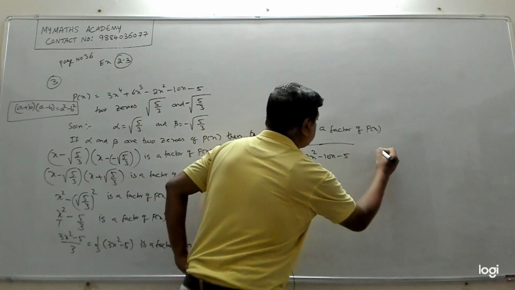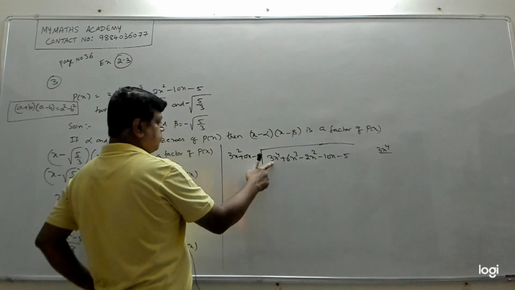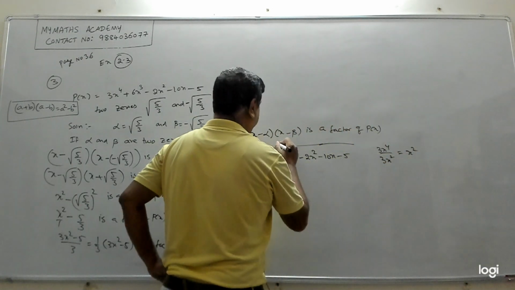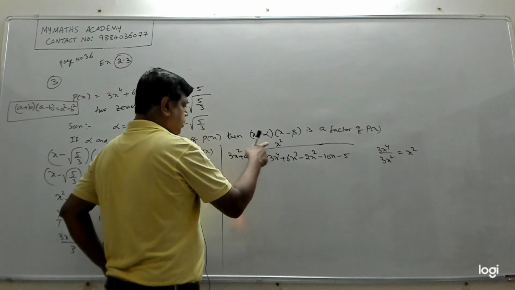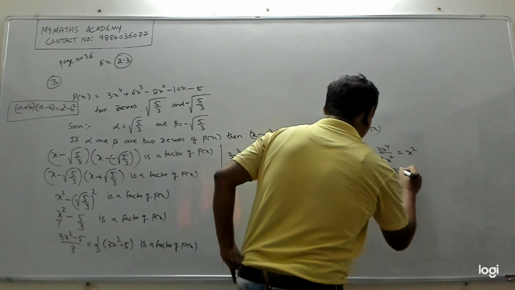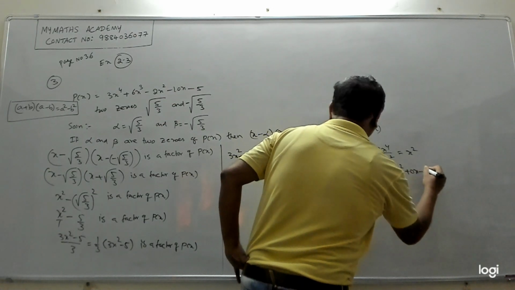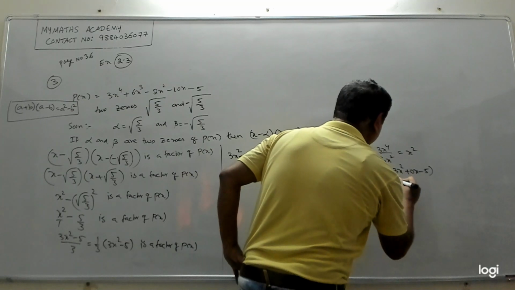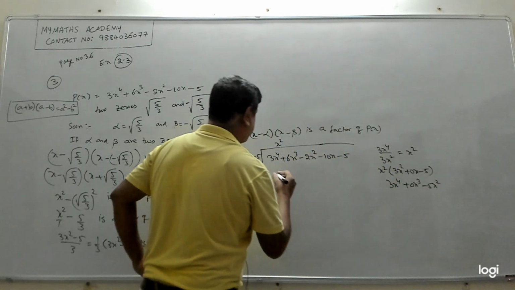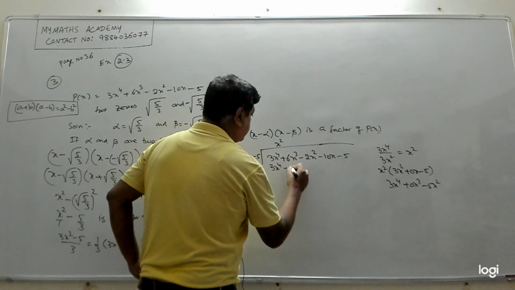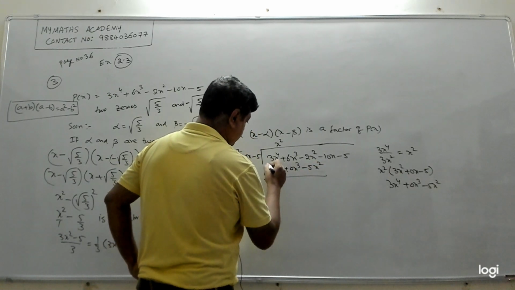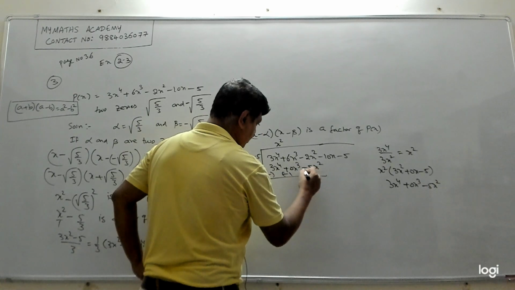We take the first term, 3x⁴, divided by the first term of this, 3x². What is that? We get x², so put x² here. Then x² times 3x² + 0x − 5 gives 3x⁴ + 0x³ − 5x². Substitute that here. Now change the sign, since we are subtracting: plus becomes minus, minus becomes plus.